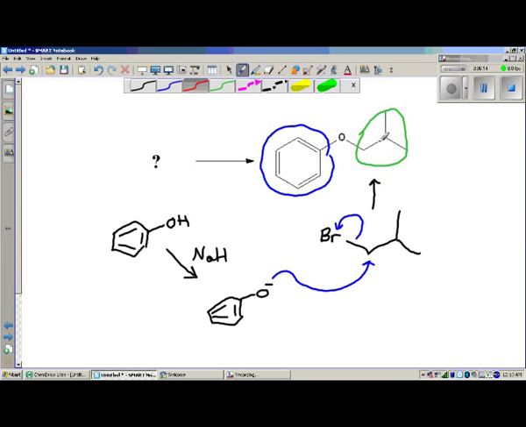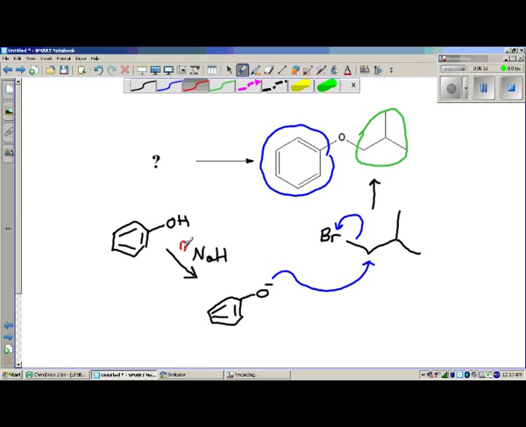Looking at the product and working backwards, we call this retrosynthetic analysis, to see how we got to our starting materials. But in this case, we're looking for which carbon coming off the oxygen is primary, because that determines which of those two parts of the molecule came from the alkyl halide in the second step.